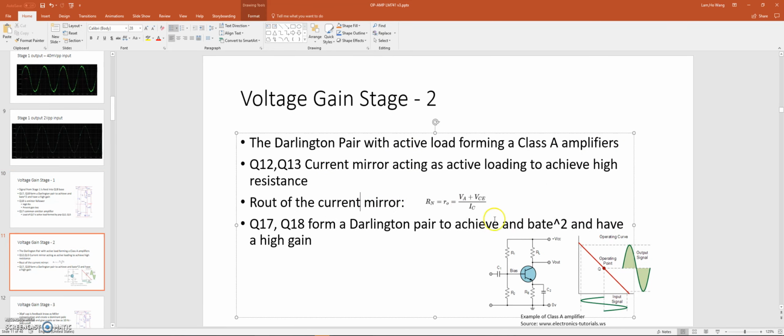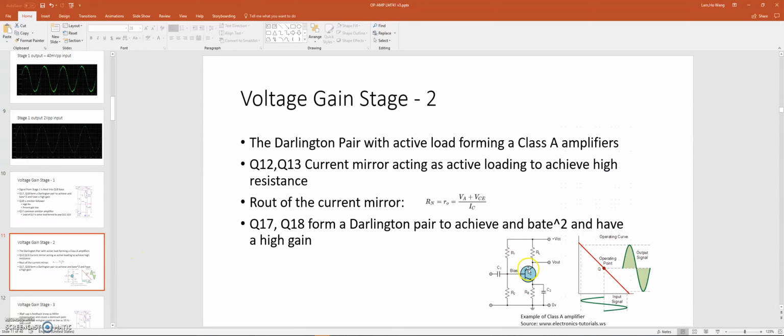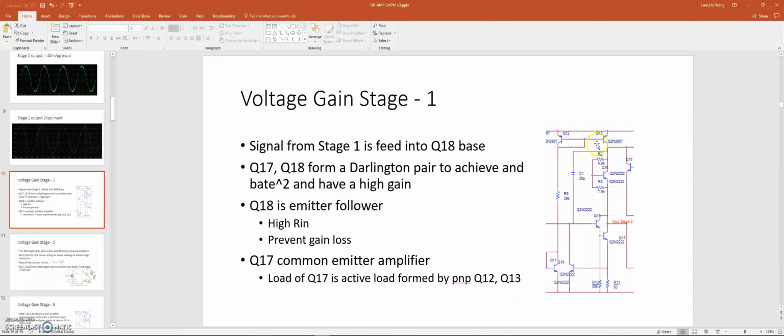I want to talk a little bit more about the Class A amplifier. Here we actually have a Class A amplifier configuration in the second gain stage. The Darlington pair Q18 and Q17 is going to perform like a single transistor with a beta value of beta squared. So beta squared is going to help us have a very big gain. And then the loading is going to be performed by this current mirror here.